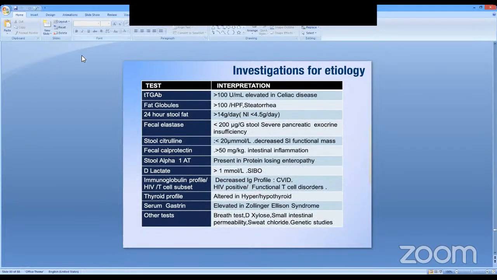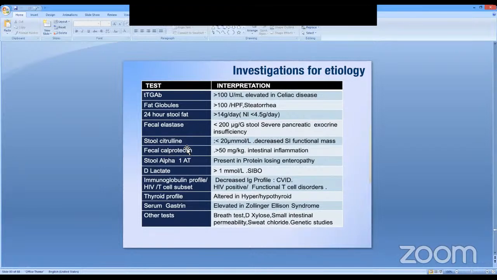So now some other specific investigations. If TTG antibody is more than 100, elevated, it is celiac disease. Fat globules more than 100 per high power field indicate steatorrhea, that indicates there is some fat malabsorption. And 24-hour stool fat estimation, if it is more than 14 gram per day, indicates there is some malabsorption of fat. Fecal elastase is a very good indicator of chronic pancreatic exocrine insufficiency, and it will be less than 200 microgram per gram of the stool.